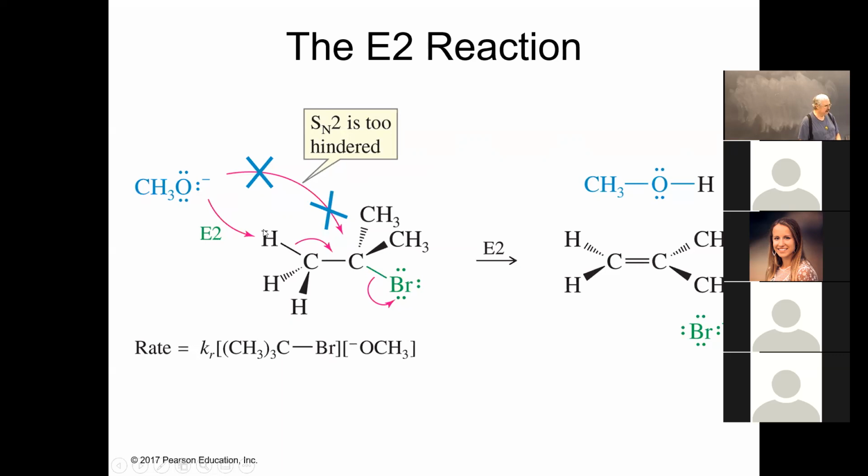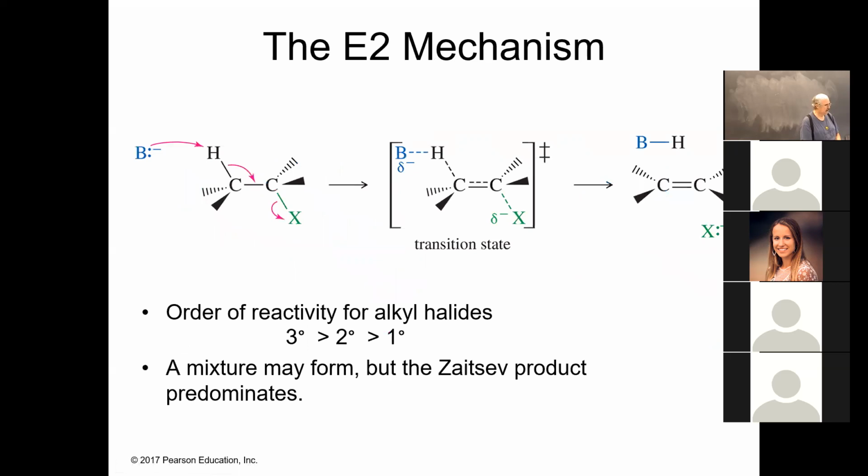So it removes a beta hydrogen, we form the double bond, kick out the bromide, and we get this alkene as our product. This is second order kinetically. It depends both on the halide and the base concentration. It's also bimolecular, because the base and the alkyl halide are both involved in the transition state.